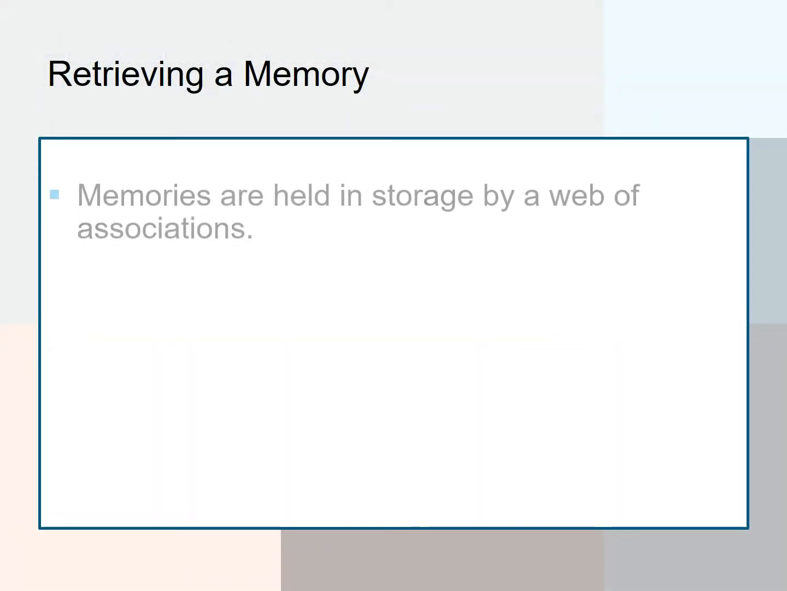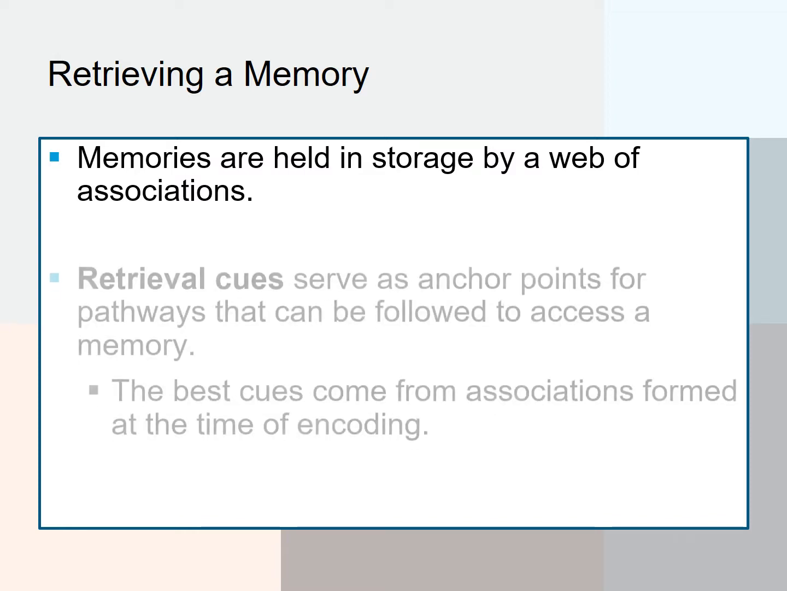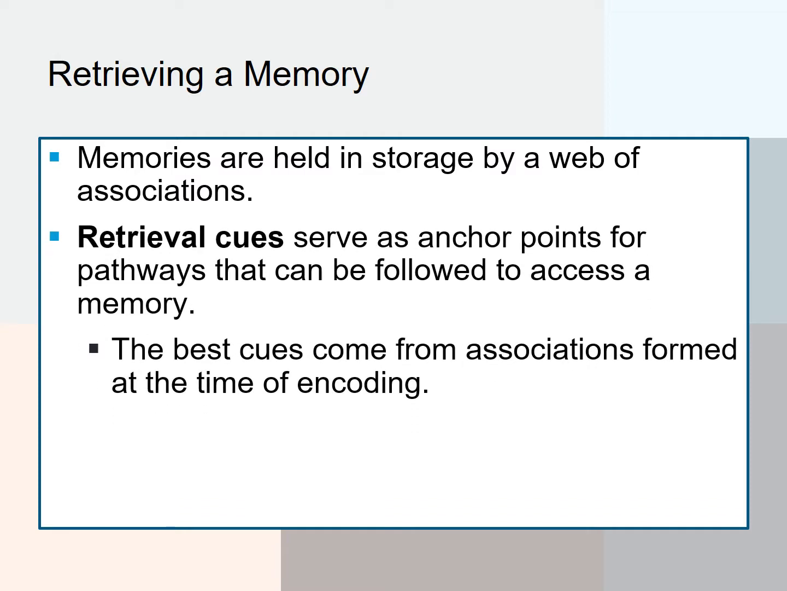Retrieving a memory. Memories are held in storage by a web of associations. So it's this links to that, links to this type of thing. There are retrieval cues that serve as an anchor point for pathways that can be followed to access a memory. The best cues come from associations formed at the time of encoding.